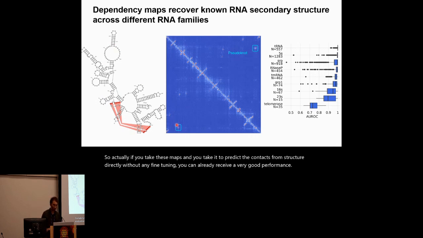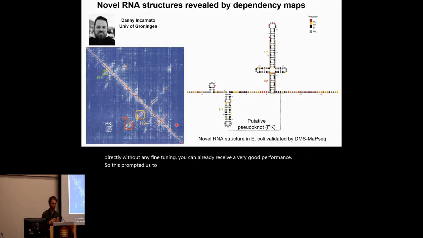So this prompted us to actually search for anti-diagonal patterns that are not mapped to any known structures, and we did this in E. coli. And we identified different maps in different positions in the genome, which according to the dependency maps could be structured regions. And in collaboration with Dani Incarnato, we have validated several of them, and this is just an example of a novel structure.